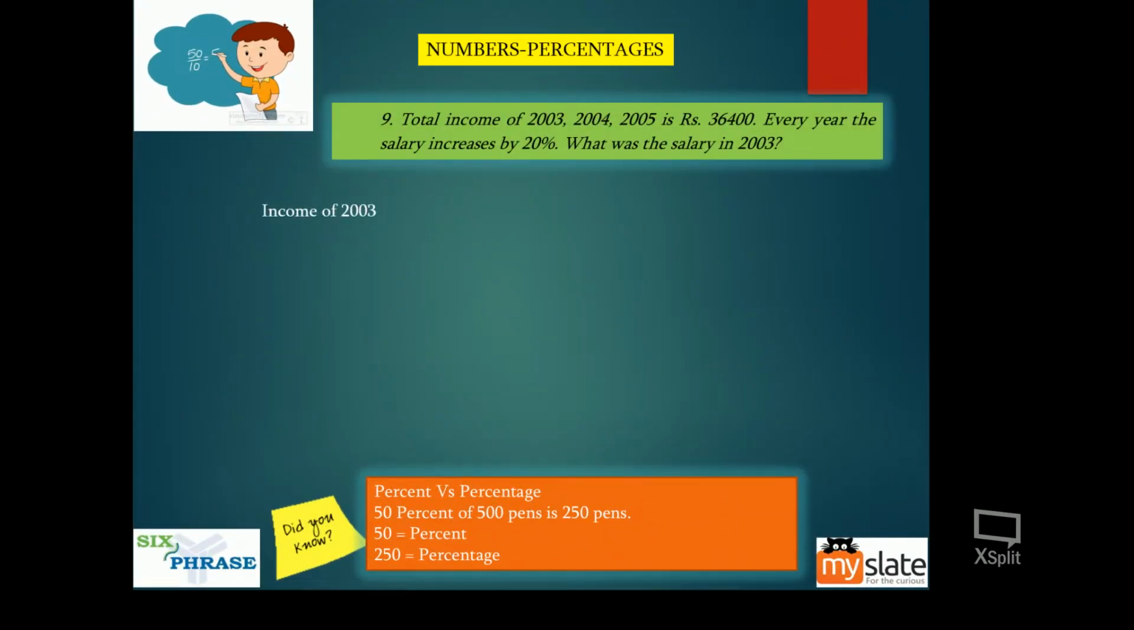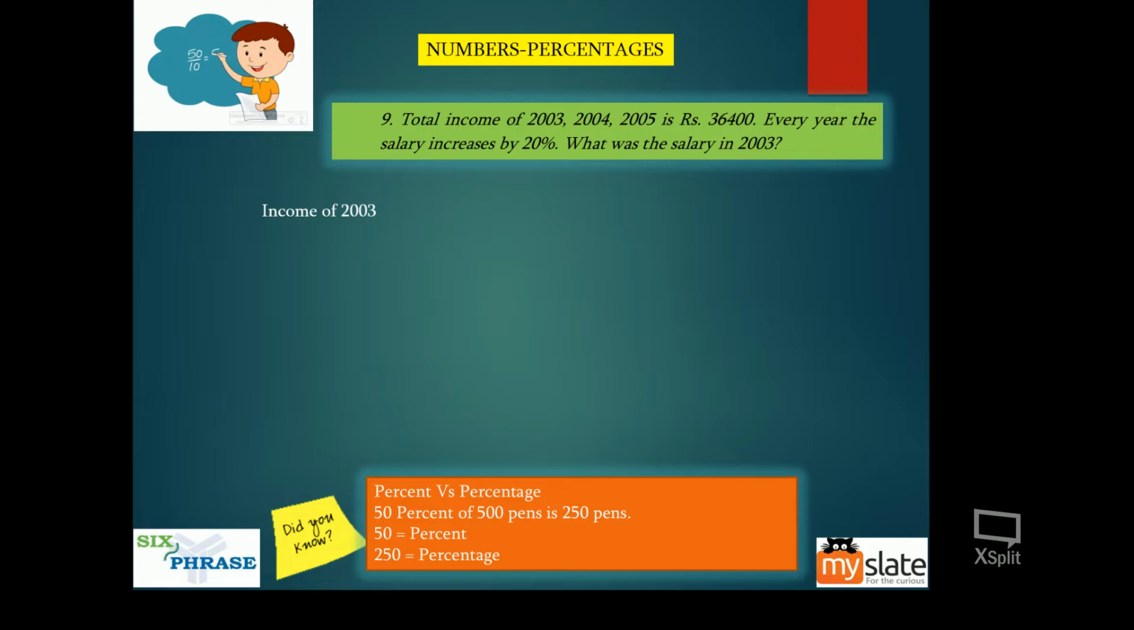Total income of 2003, 2004, 2005 is 36,400. Every year salary increases by 20 percentage. What was the salary in 2003? Very easy problem, guys. See, they say there is an income that he was getting in 2003. In 2004, what happened is it increased by 20 percentage. In 2005, again it increased by 20 percentage. Finally, if you add 2003, 2004 and 2005, the total income comes to be 36,400.